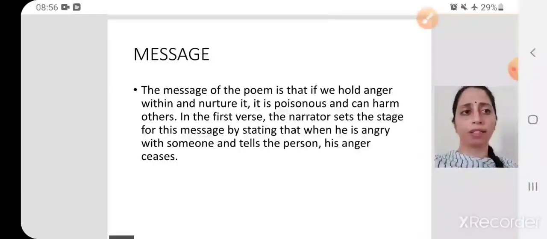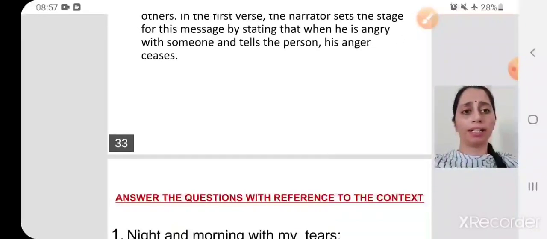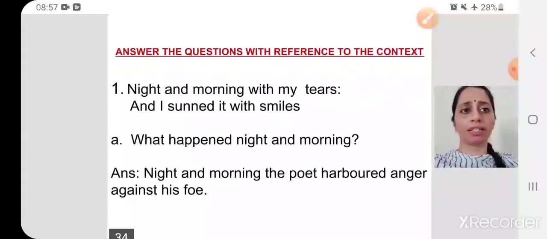In the first verse, the narrator sets the stage for this message by stating that when he is angry with someone, he tells the person and the anger ceases. So when he is angry with his friend, he discusses and the anger ends. But when he does not do the same thing with his foe, his anger increases and increases to a point where the relationship is spoiled. Now let us see the RTC, the reference to the context.